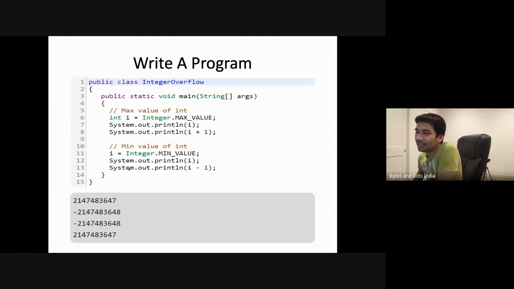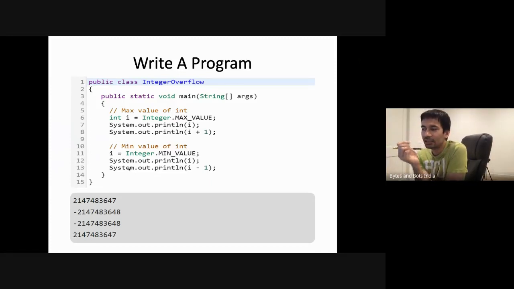And then when you print the min value, it's a negative value, and when you subtract 1 from the min value, it becomes the max value. In fact, you'll see that you can toggle between max and min by adding or subtracting 1. Then the question remains: why did it not go to 1? When you subtract 1 from min, why did it not become 0? Or when you add 1 to max, why did it not become 0?